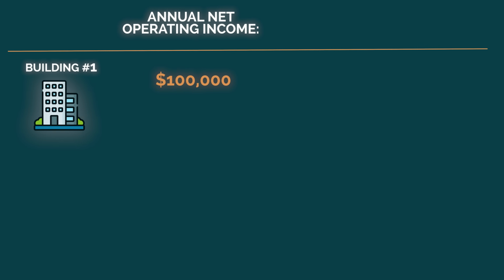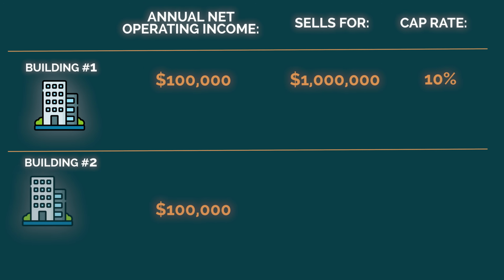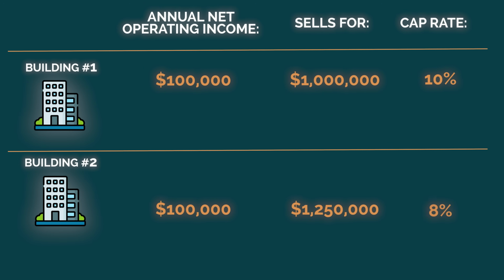Cap rate stands for capitalization rate, and the formula is simple. It is the net operating income divided by the purchase price. So if a building produces $100,000 in annual net operating income and it sells for $1 million, the cap rate was 10%. If a building with the same $100,000 in annual net operating income sells for $1.25 million, the cap rate was 8%. So a cap rate tells you what an investor is paying for the income that a property produces before factoring in your debt, your interest costs, your capital expenditures, your depreciation, and your federal income taxes.